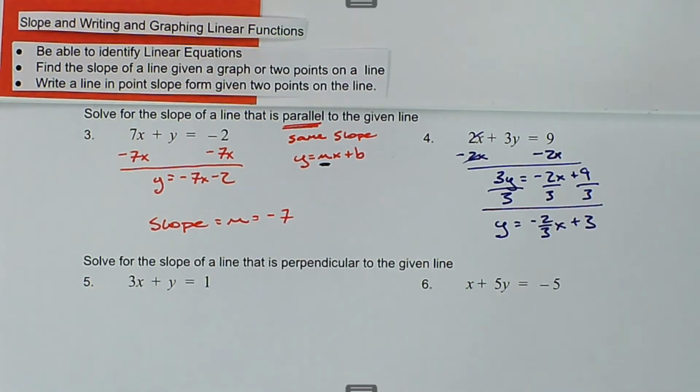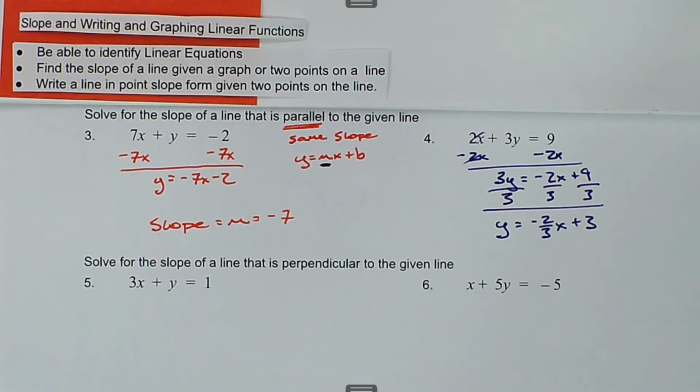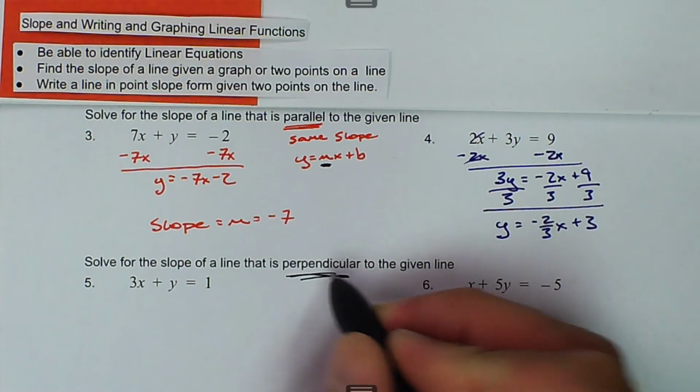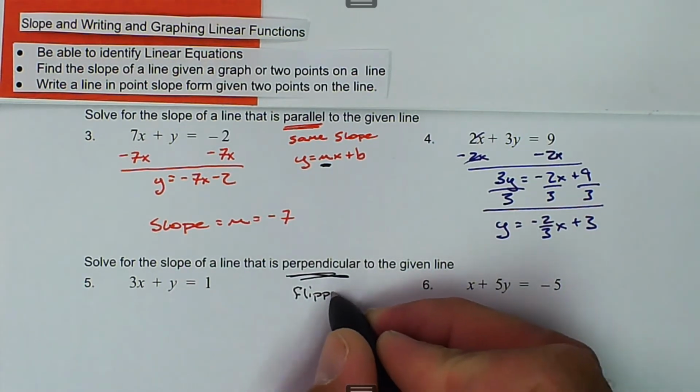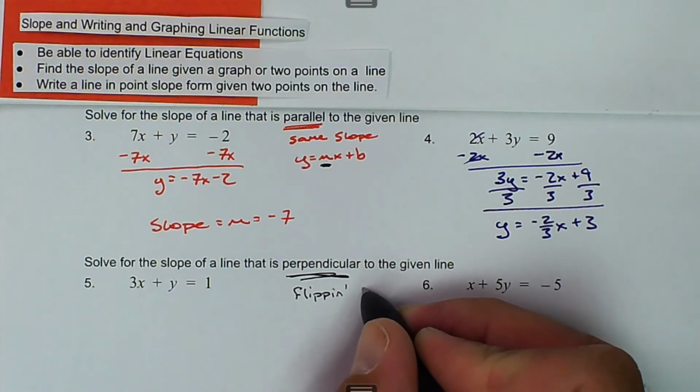Got another example underneath where we want to solve for the slope of a line that is perpendicular to the given line. And anytime we're saying perpendicular, we think a swear word. We're thinking flip and change. Stupid perpendicular, flip and change. So perpendicular means flip and change.